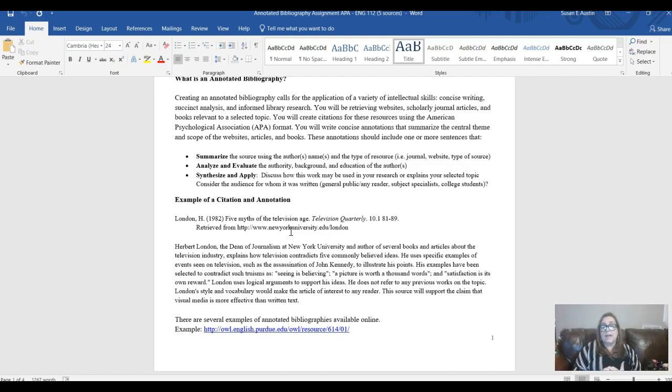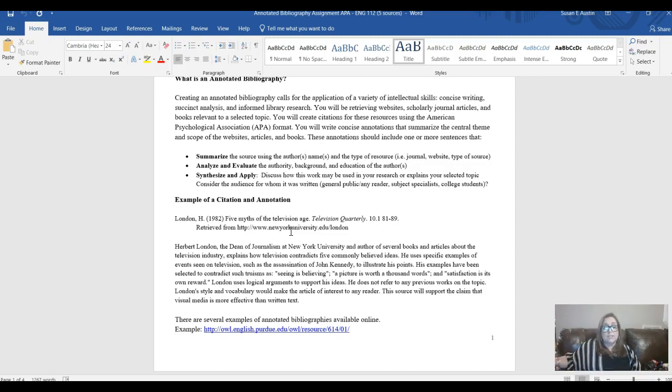The other thing I want you to be careful with is when you evaluate, don't just put in quotes. This needs to be your evaluation, and you need to make sure that you're showing me that you really put a lot of thought into why it's important and what that information means.